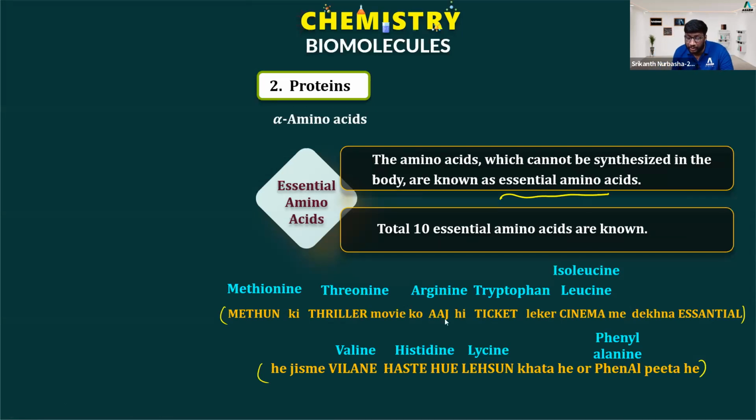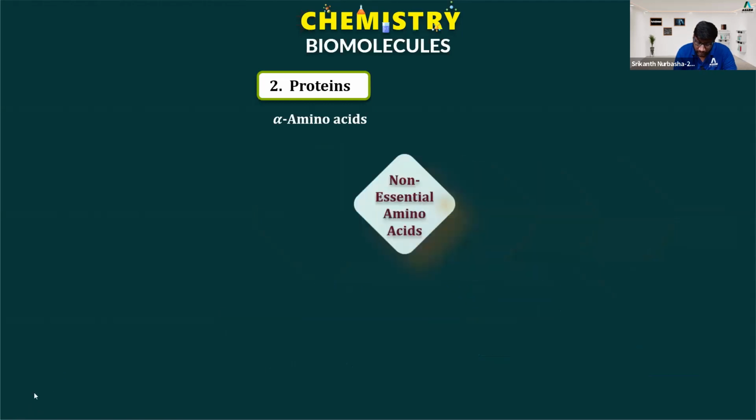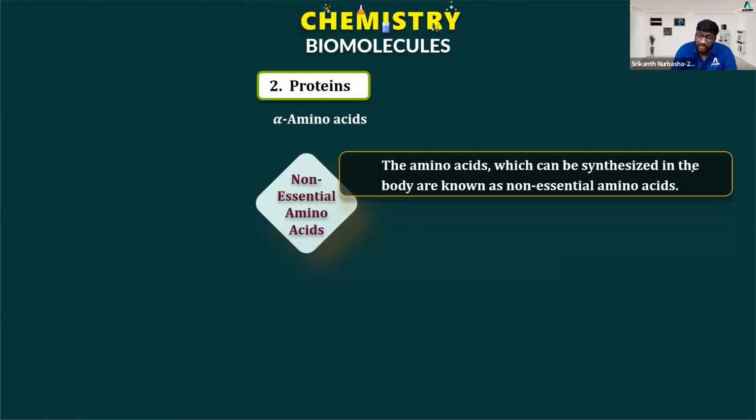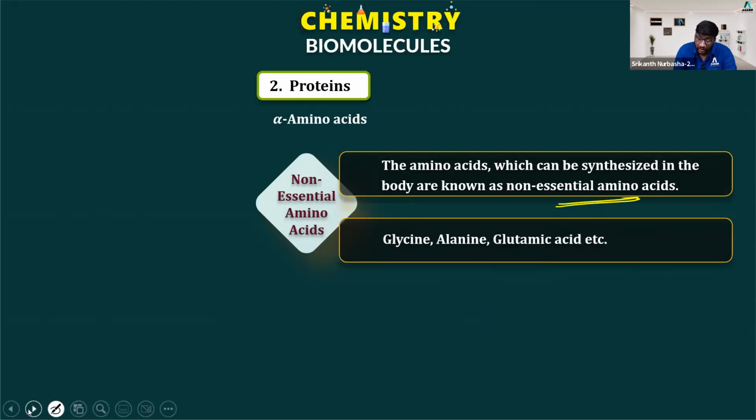Essential means they have to be taken through diet. That means they cannot be synthesized in the body. Non-essential means they will be synthesized in the body by its activities. Non-essential amino acids, the amino acids which can be synthesized in the body, are said to be non-essential amino acids. Like glycine, alanine, glutamic acid, the remaining all 10 amino acids are said to be non-essential amino acids.